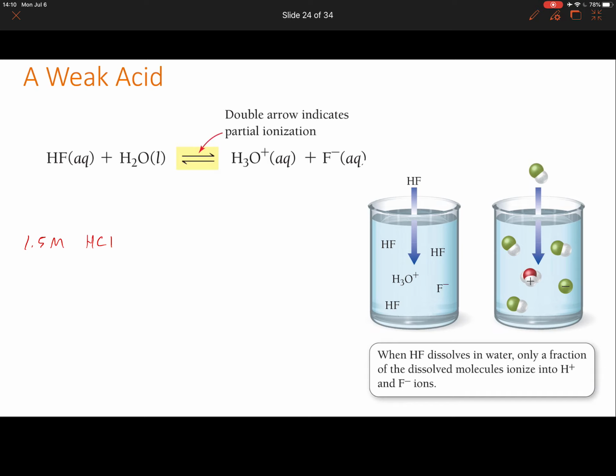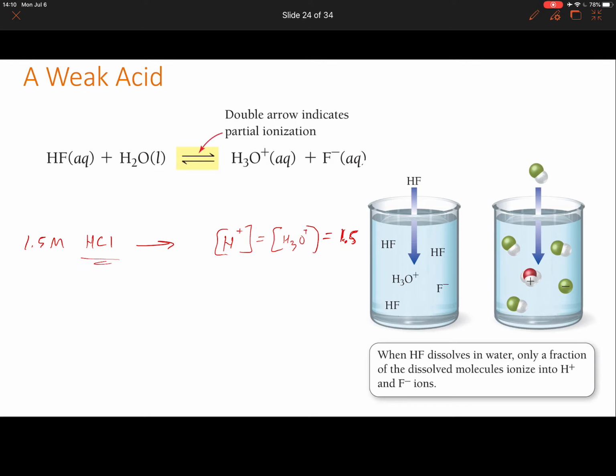Because this is a strong acid, the concentration of hydronium, or H3O plus, would be 1.5, right? It'd be exactly the molarity of the molecule, because it would completely break apart.